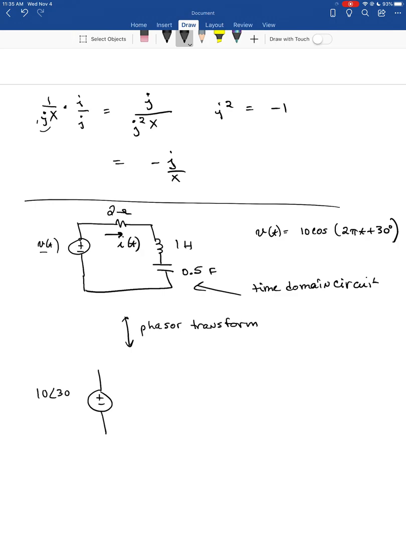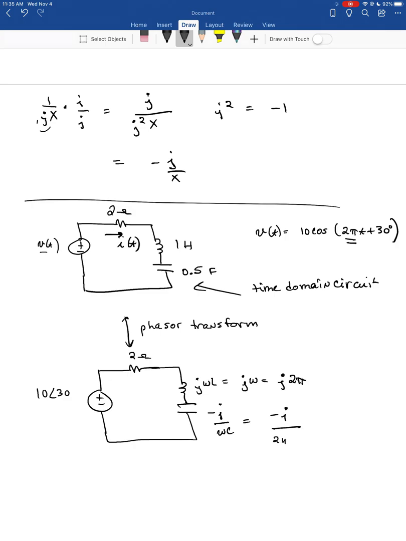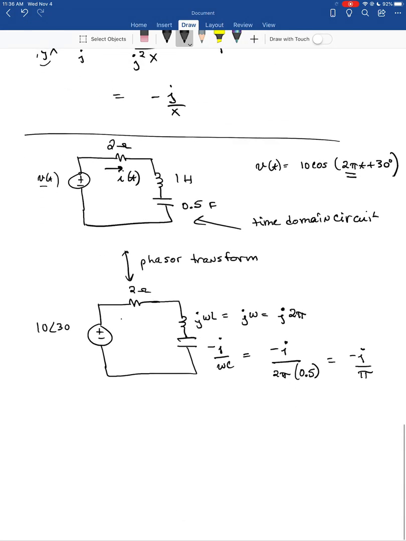So V of t is going to get replaced with a phasor voltage, 10 angle 30. The resistor remains a resistor. The inductor gets replaced with j omega L, which in our case, given that L is 1, is going to be j omega, and omega is 2 pi. So that's going to be j times 2 pi. And then our capacitor is minus j over omega C, which is minus j over 2 pi times 0.5. So if we play with that, we should get minus j over pi. Okay, our current is a phasor current.